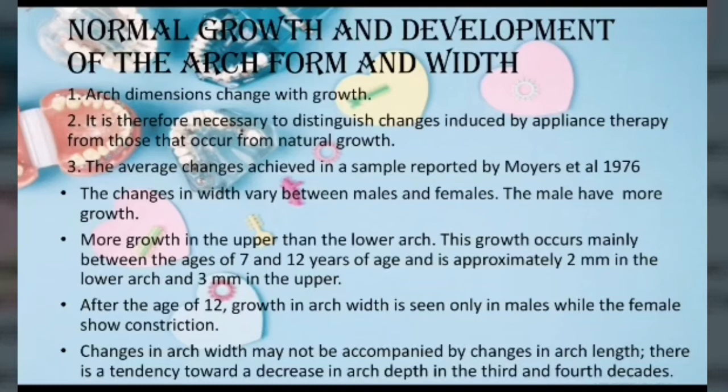1976 included that the changes in width vary between males and females. The male have more growth in the upper than lower arch. This growth occurs mainly between the ages of 7 and 12 years and is approximately 2 mm in the lower arch and 3 mm in the upper arch. After the age of 12, the growth in the arch width is seen only in males, while females show constriction.